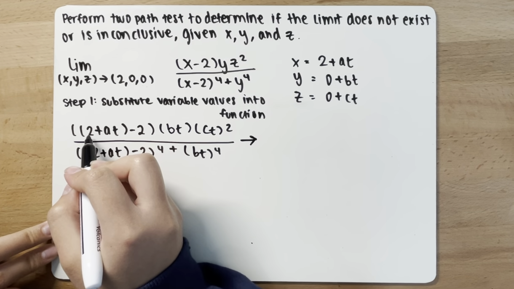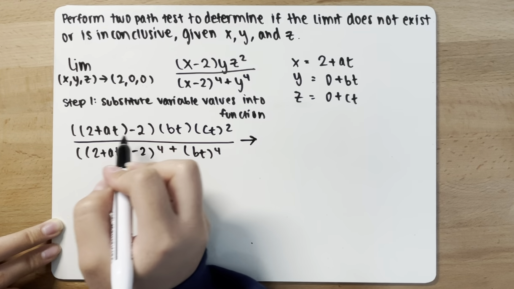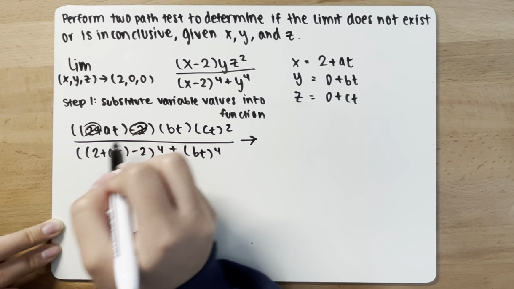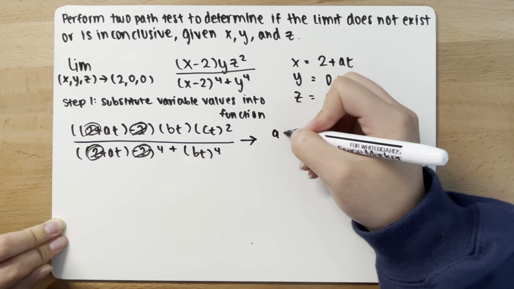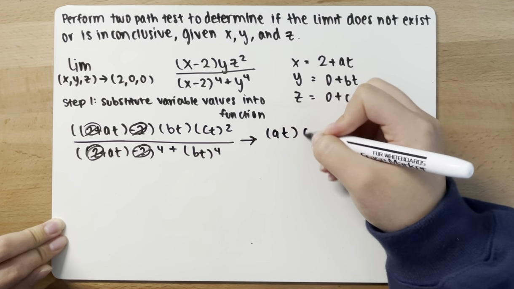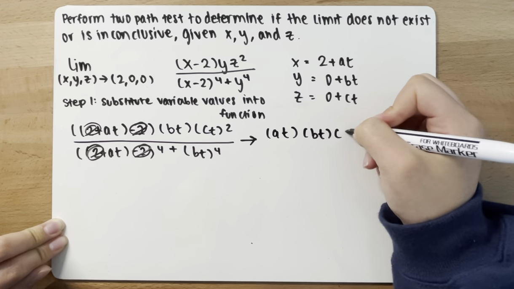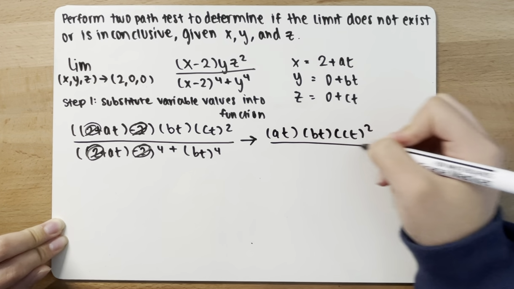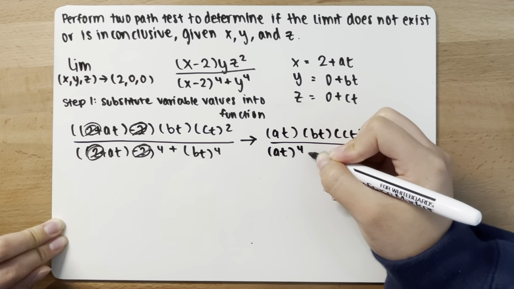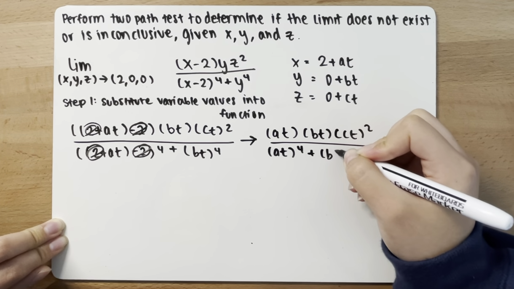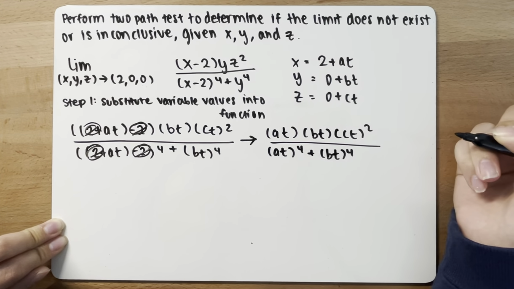You have a positive 2 and a negative 2. This cancels out, and so does this. So you are left with at times bt times ct squared over at to the 4th power plus bt to the 4th power.